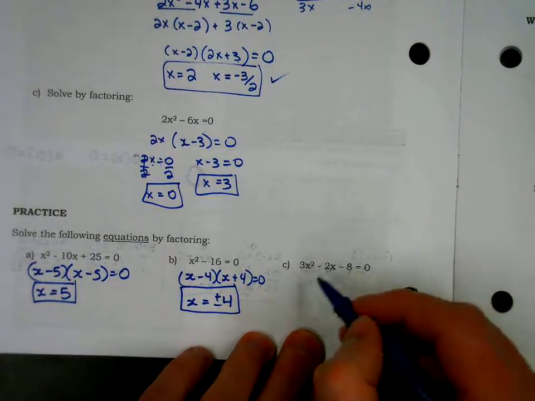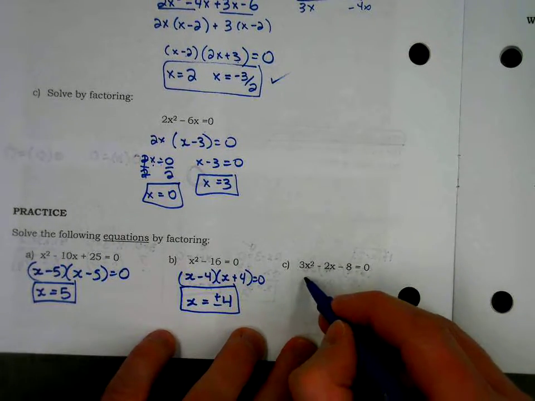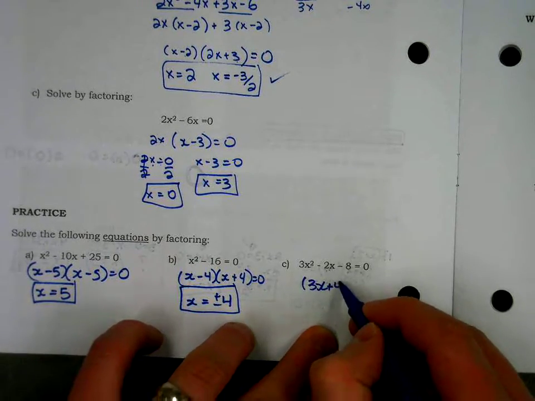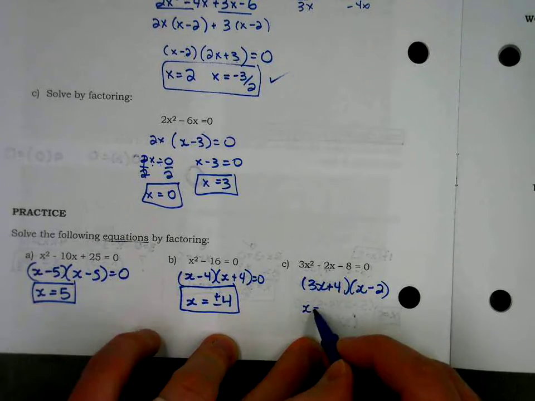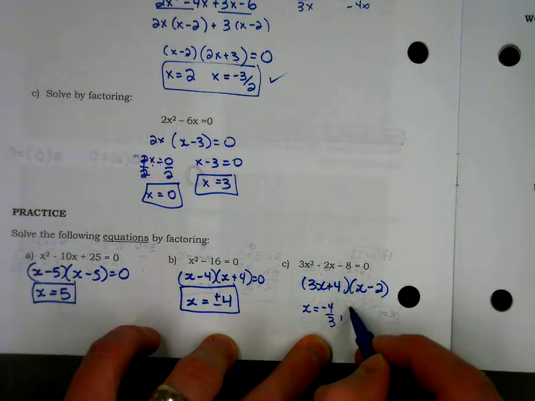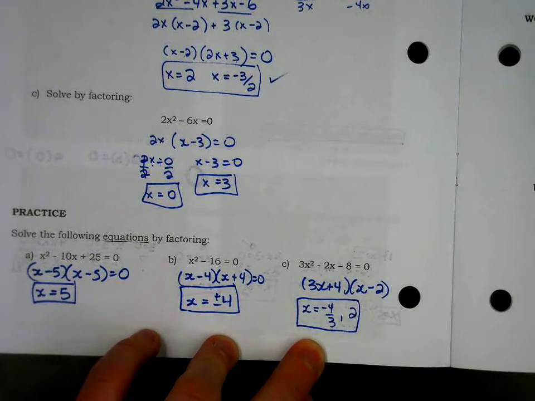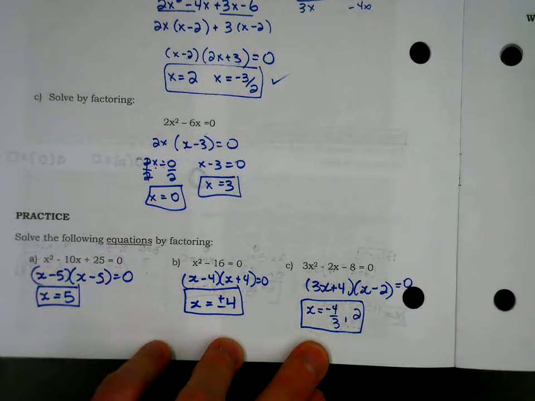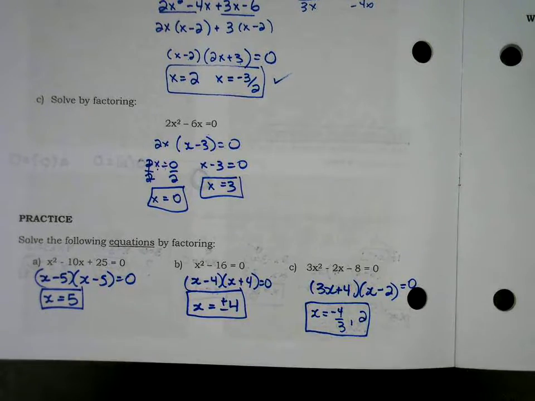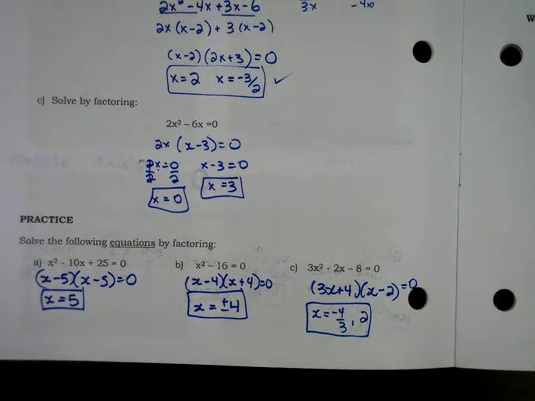And for the last one, again, this is going to take a little bit of time for you to get good at, but a 3x plus 4 and an x minus 2, giving us our two solutions, a negative 4/3 and a positive 2. It might be worth trying to do some of these factoring questions yourself, but this is what factoring can do to solve quadratic equations.